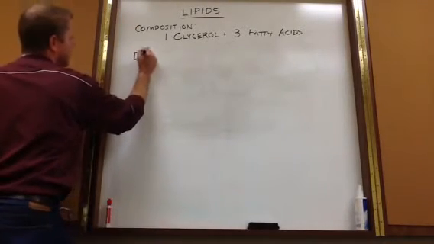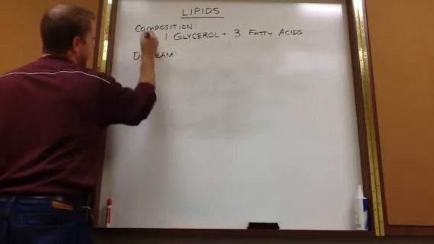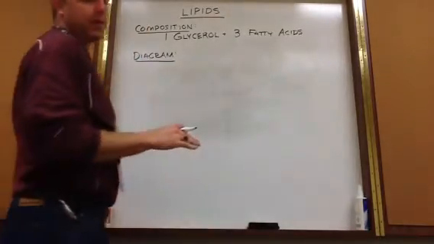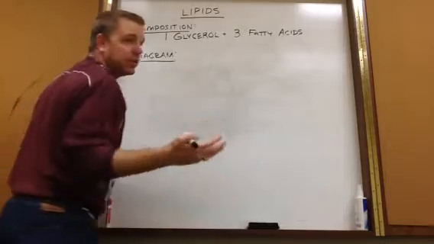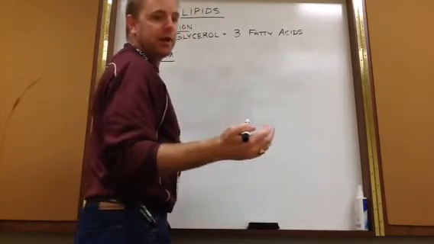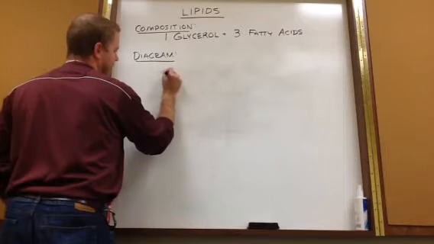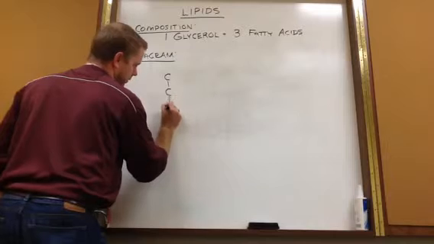So we're going to draw, just like we did for carbohydrates, a big diagram, so be prepared for that. The first thing you're going to see here is a glycerol. And glycerol is really just a carbohydrate. It is a 3-carbon sugar. And we're going to draw this in what we call chain form. So what we'll do is C, C, and C.